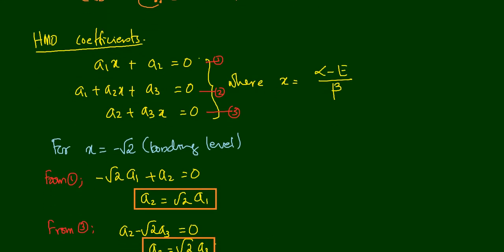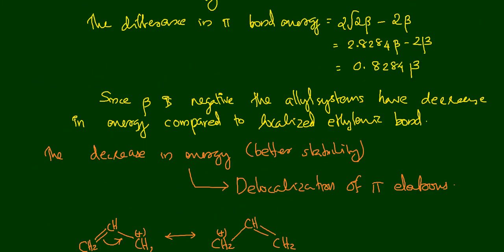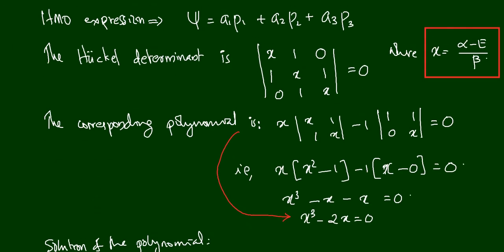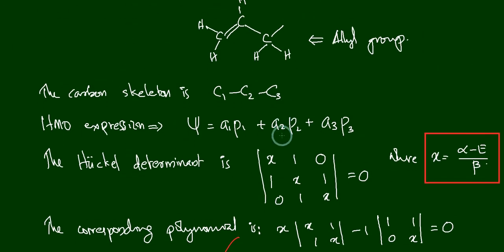Okay, we have the equations A1 x plus A2 is equal to 0, A1 plus A2 x plus A3 is equal to 0, A2 plus A3 x is equal to 0. Do you remember these equations? You can directly get them from the determinant itself. Okay, we know the determinant.